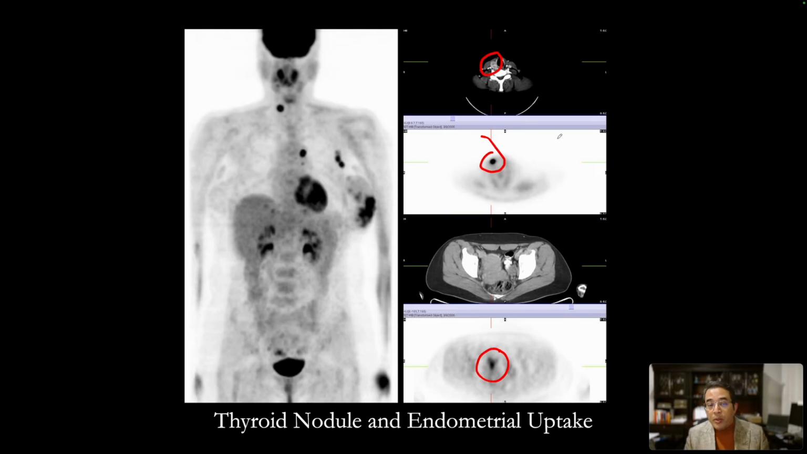And so we frequently see focal hypermetabolism in the thyroid corresponding to a hypodense nodule. This should be biopsied, as 50% of the times this can be a second primary in the thyroid, a thyroid cancer.